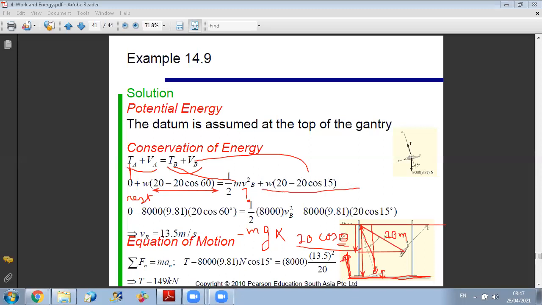So here you can find the general potential function of theta, and then at the initial state replace theta by 60, and at the final state replace theta by 15. Now, the only unknown in this equation is Vb, so I can calculate the value of Vb. Okay?